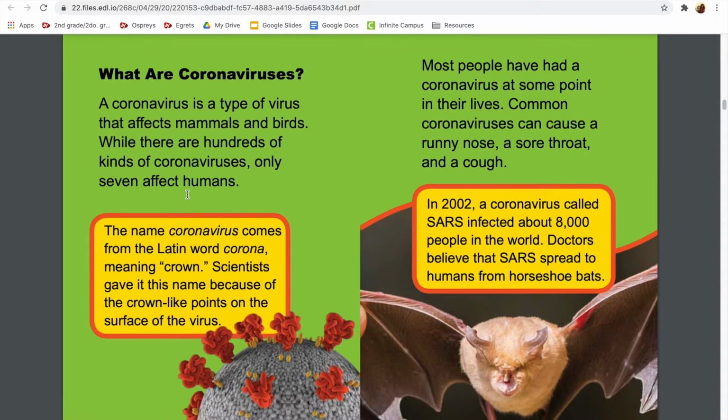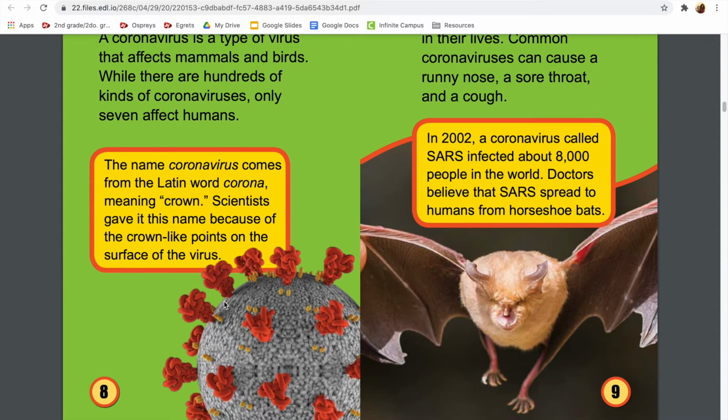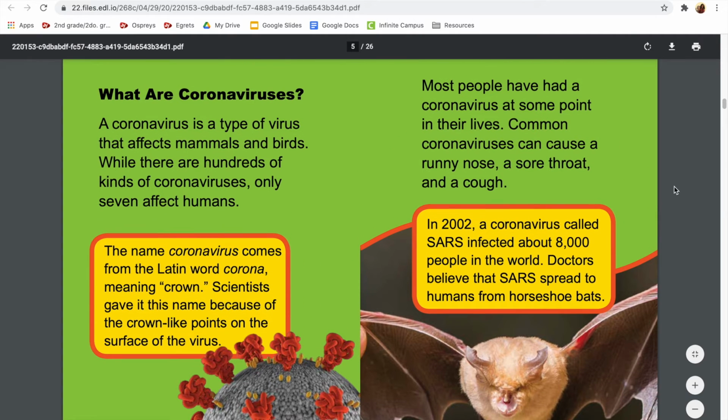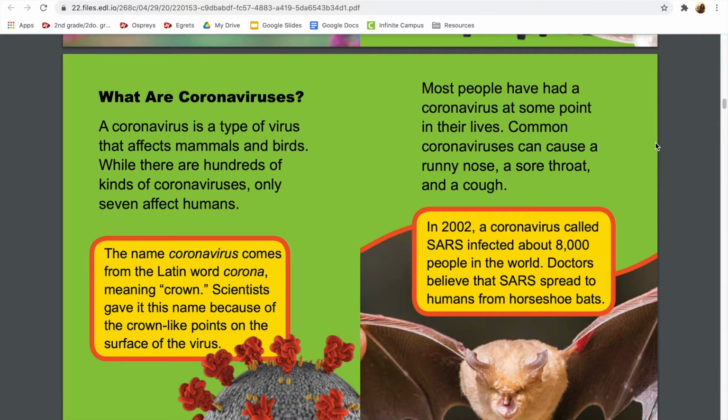So what are coronaviruses? A coronavirus is a type of virus that affects mammals and birds. While there are hundreds of kinds of coronaviruses, only 7 affect humans. The name coronavirus comes from the Latin word corona, meaning crown. Scientists gave it this name because of the crown-like points on the surface of the virus. So if you look, these little red knots look kind of like crowns, and that's why it's called the coronavirus. Most people have had a coronavirus at some point in their lives. Common coronaviruses can cause a runny nose, a sore throat, and a cough.